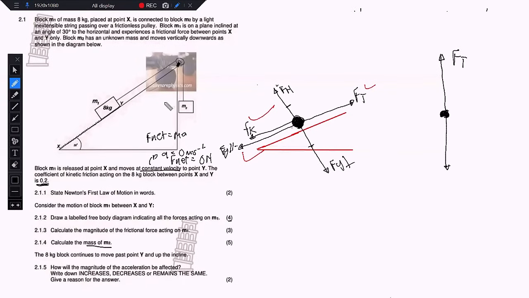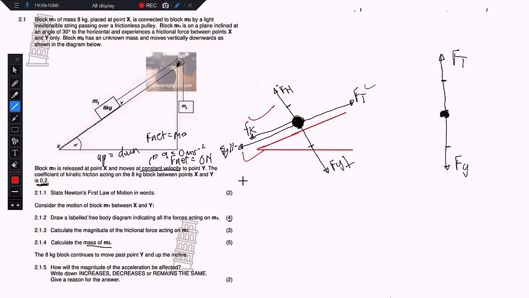Now, what are the forces acting on block M2? It is only the tension force and the gravitational force. And then because this is moving at constant velocity, it tells us that the upward forces must be in balance with the downward forces. So that means the tension force is equal to the gravitational force.